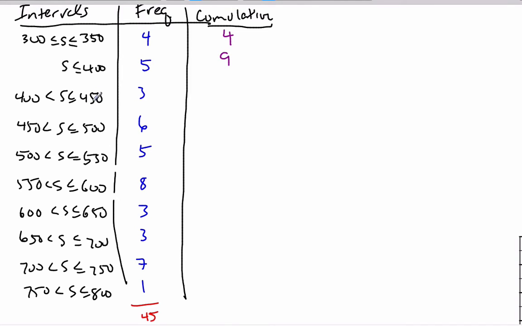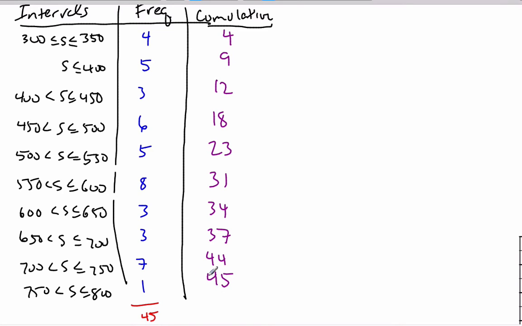Going to 450, well, how many scores are less than 450? Well, there's 3 in this interval and 9 less than 400. So 3 plus 9 is 12. And so each time I add to my cumulative, I add what's there. So 6 plus 12 is 18. And as I keep on going, I get 23 and 31 and 34 and 37 and 44 and finally 45.